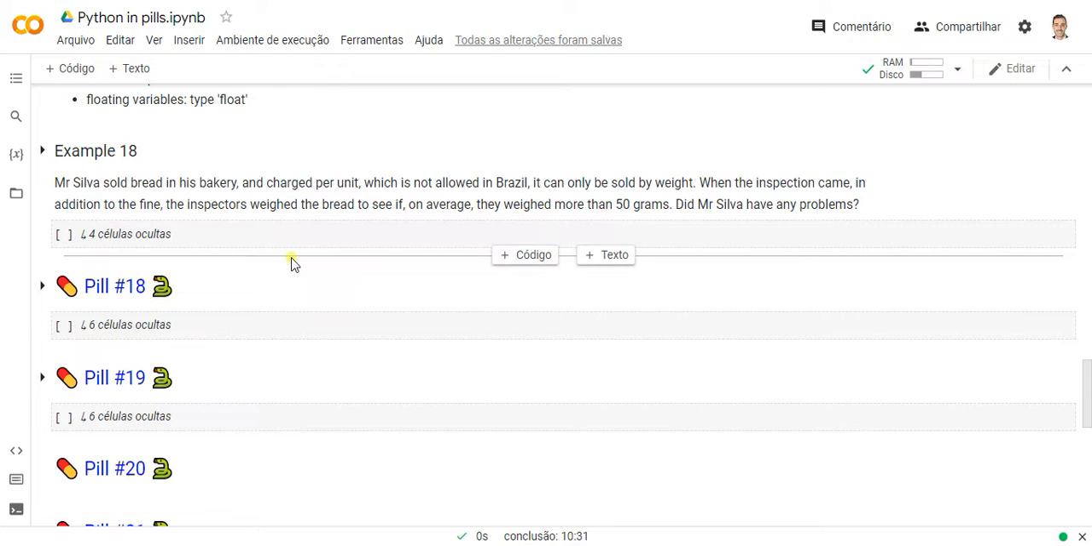Example 18. Mr. Silva sold bread in his bakery and charged per unit, which is not allowed in Brazil. It can only be sold by weight. When the inspection came, in addition to the fine, the inspectors weighed the bread to see if, on average, they weighed more than 50 grams. Did Mr. Silva have any problems?